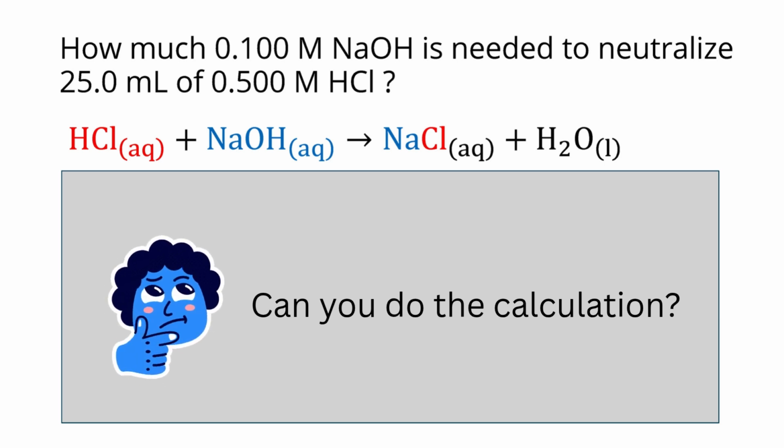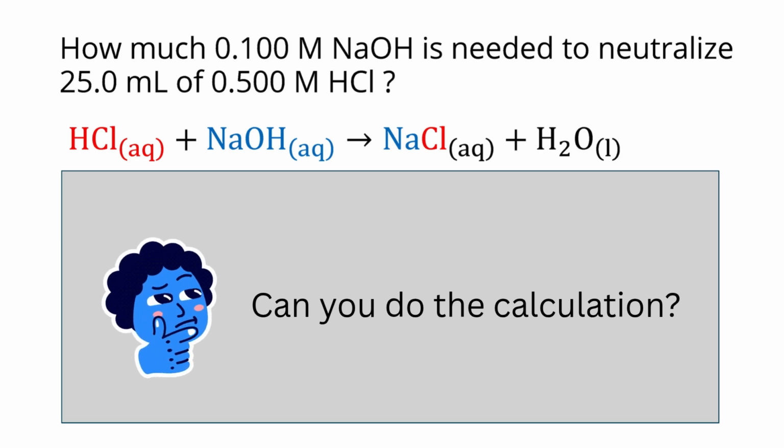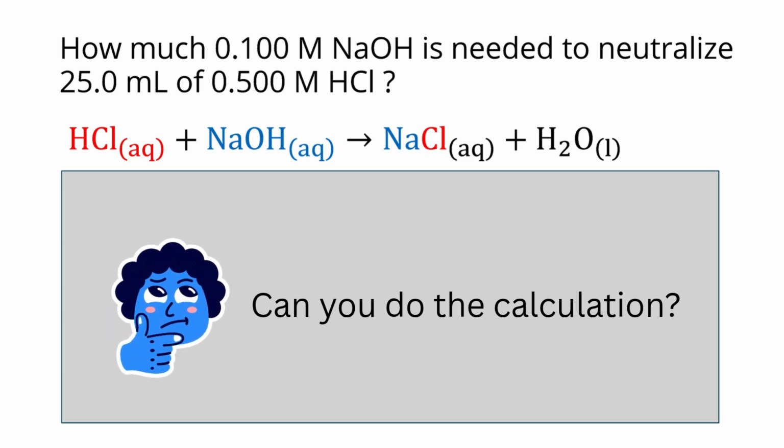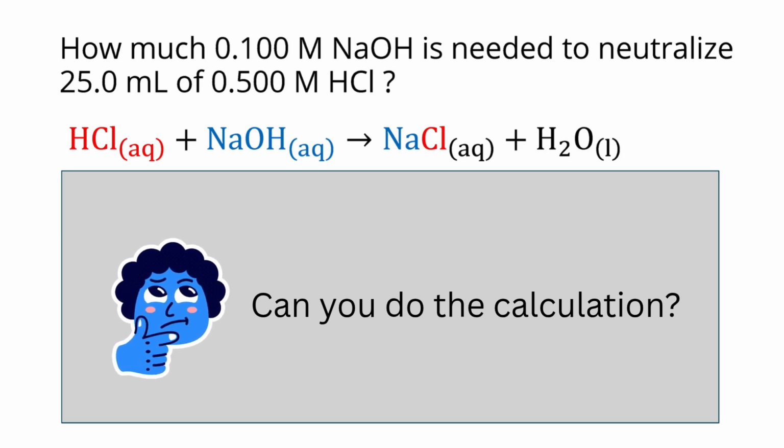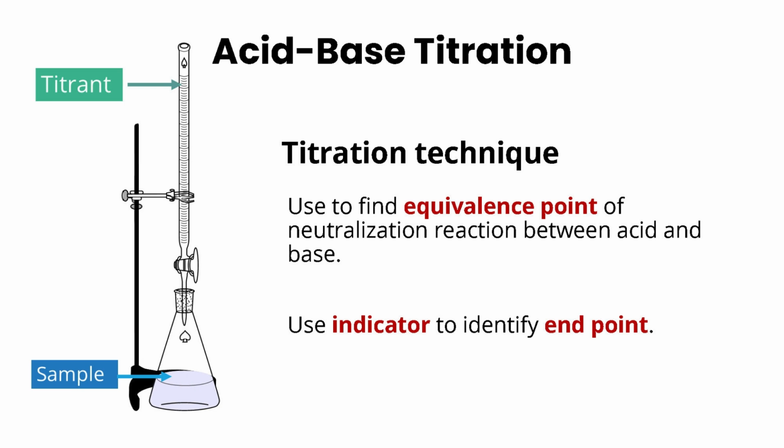So you can calculate exactly how much of one you need to react with the other. If I have 25 milliliters of 0.5 molar HCl, I can figure out the volume of, say, 0.1 molar NaOH needed to neutralize it. Precisely. And the lab technique we use to do this carefully is called titration. Titration. Okay, how does that work in practice?